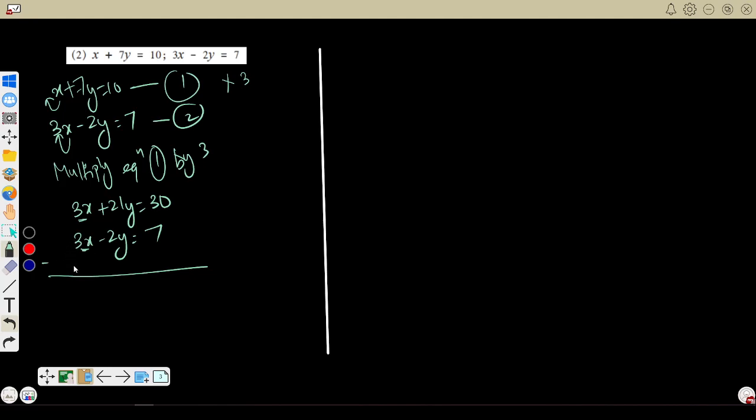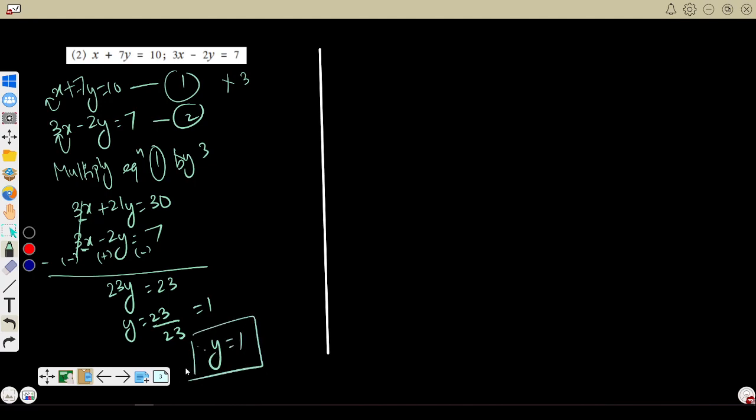On subtraction, what we get is, we first change the sign. Plus 3x will be treated as minus 3x, minus 2y will be plus 2y, and plus 7 will be treated as minus 7. So 3x minus 3x will eliminate the variable x. 21y plus 2y will give plus 23y. 30 minus 7 will be 23. Therefore y is equal to 23 divided by 23, which is 1. Therefore we have the value of y as 1. Hope this is clear to you.